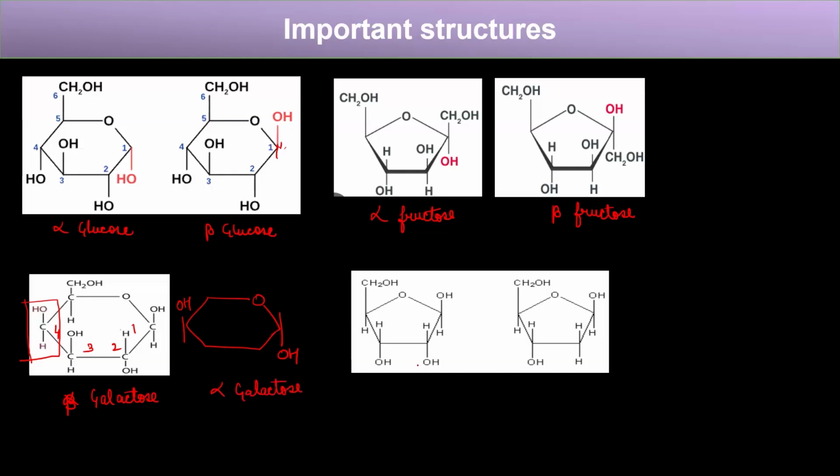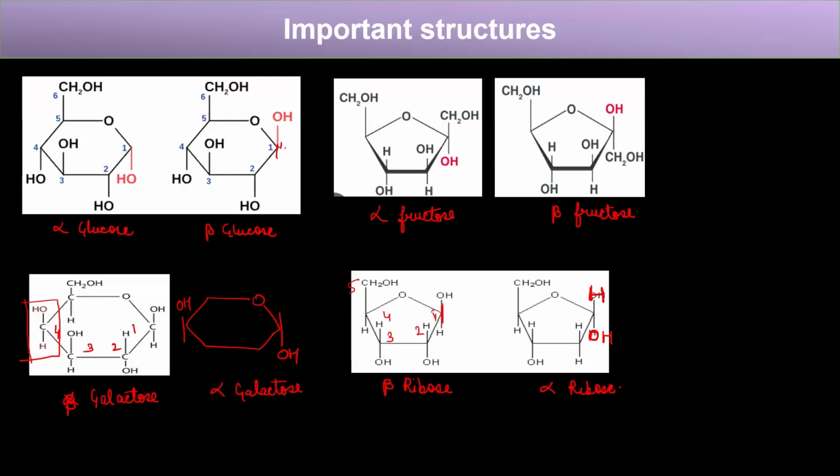Now, what is the next structure? How many carbon atoms do we have here? We have 1, 2, 3, 4, and 5. So this is a 5-carbon molecule with a furan ring. It is known as ribose. And since the OH on this carbonyl carbon is up, it will become beta ribose. While in the second case, it should be like this: OH and H. And hence it will become alpha ribose. So these are all the important structures of the monosaccharides that you should remember, and how these structures are made.